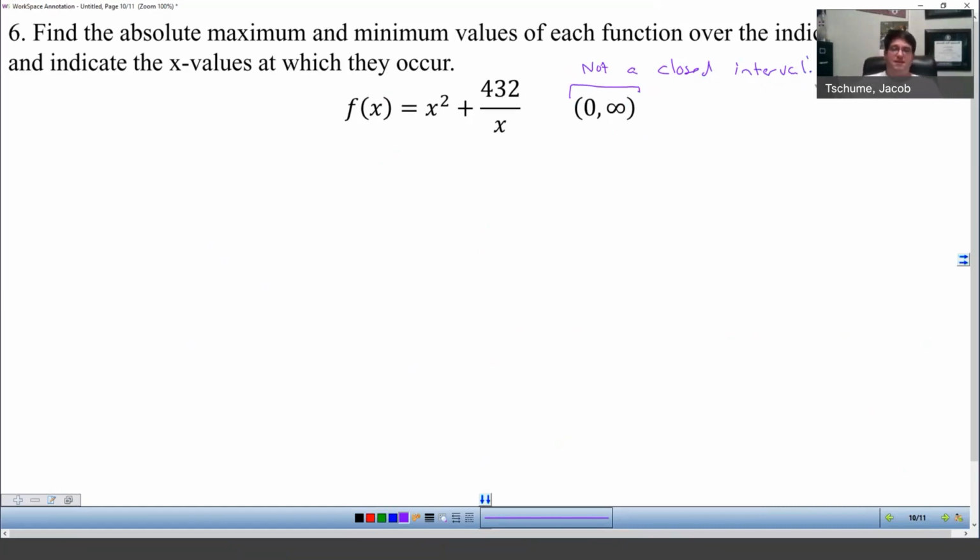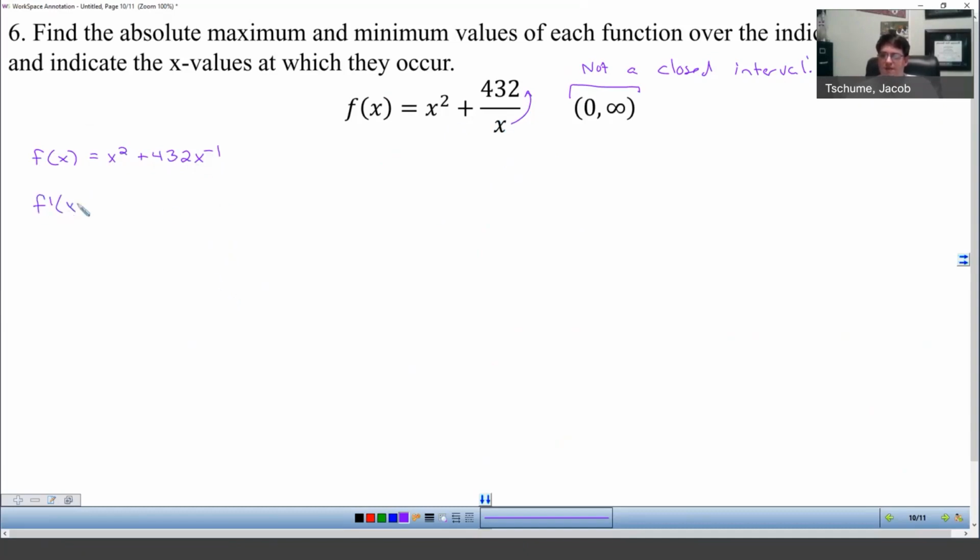So what that means is that you are not guaranteed to have an absolute max and min. What you will have to do is find the critical values of this and figure out which one it is if you have any of them. So first thing I'm going to do is find the critical values of this function. Before I find the derivative of f of x, as we've done numerous times in these videos, I'm going to rewrite this second term as plus 432 x to the -1.